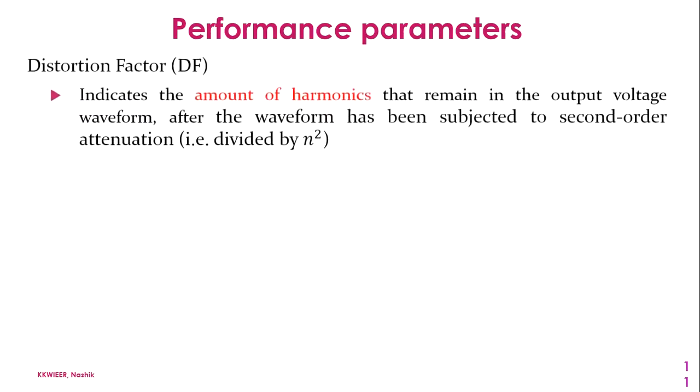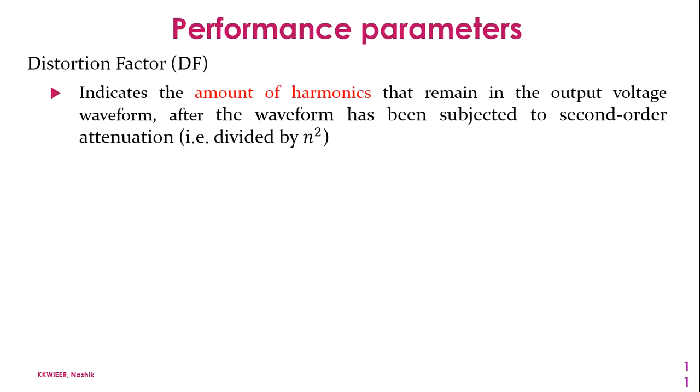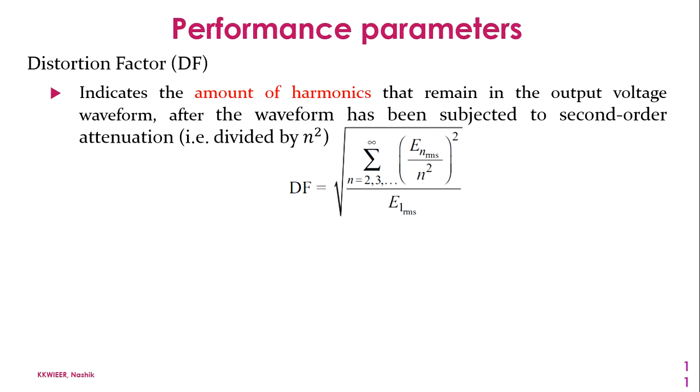Then the third is distortion factor, DF. This indicates the amount of harmonics that remain in the output voltage waveform after the waveform has been subjected to second order attenuation. It is given by the square root of the summation of (E_n,RMS upon n squared) whole squared, upon the fundamental component E_1,RMS.